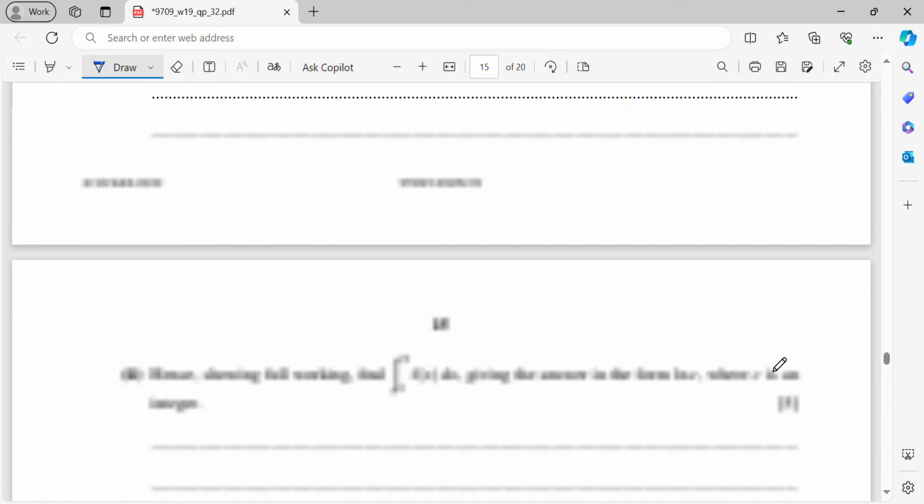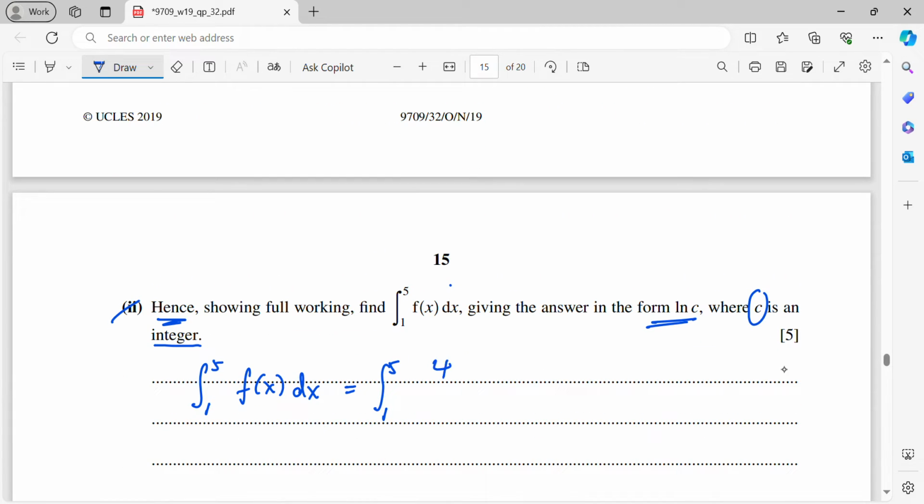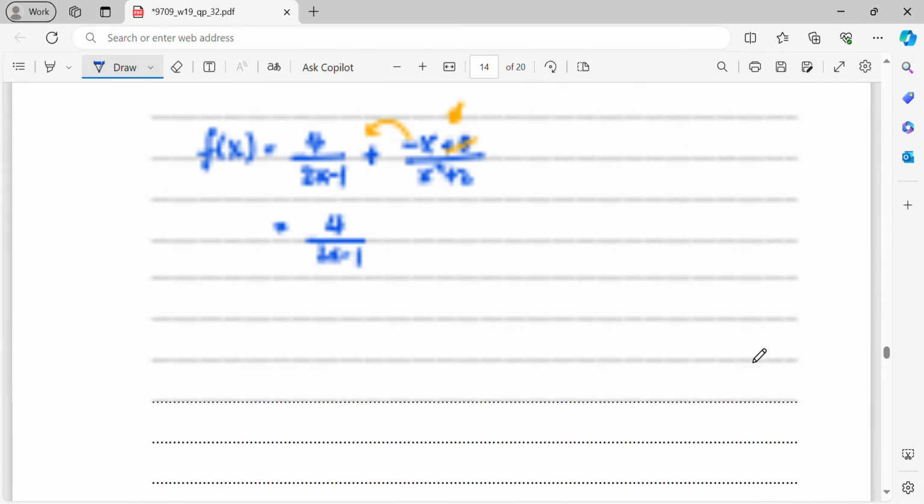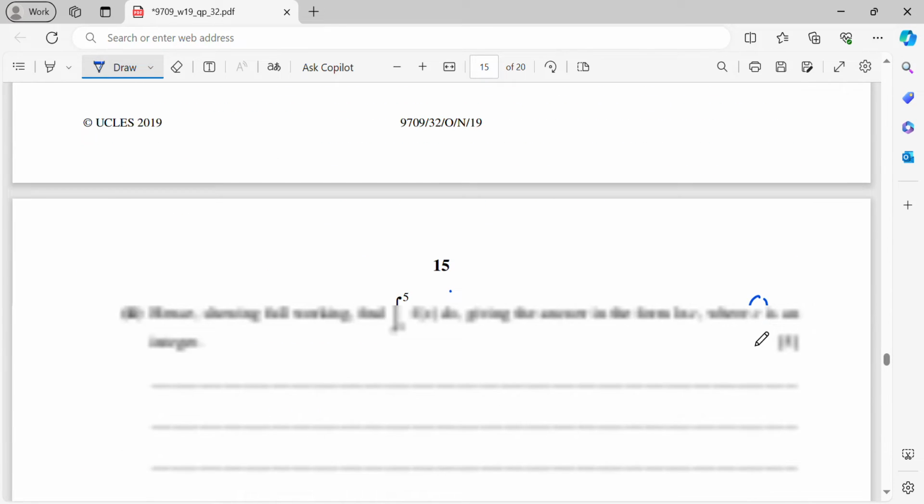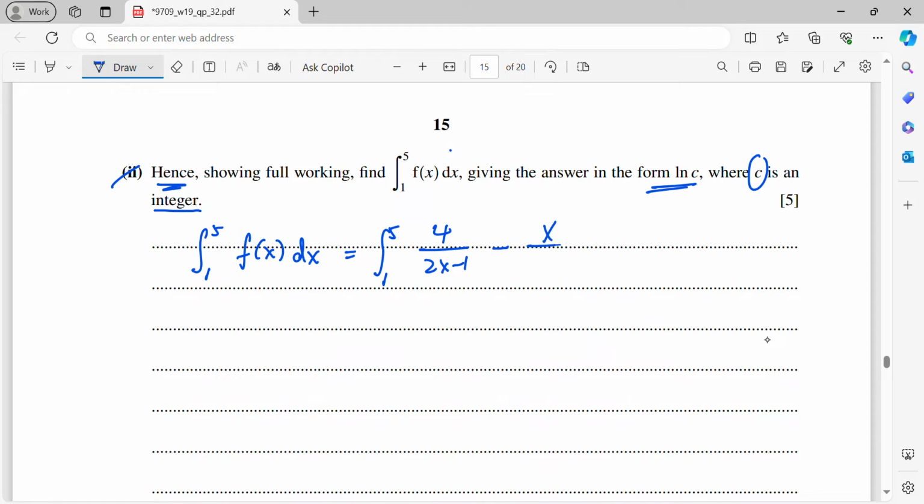4 over 2x minus 1, then minus x over x squared plus 2. Okay, so now here I will split into two integrations, and I notice that the degree is 1 for both denominators. Therefore, I'm using the ln formula again.